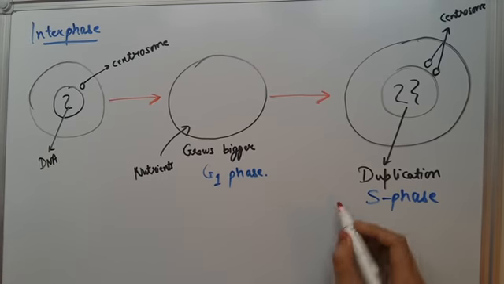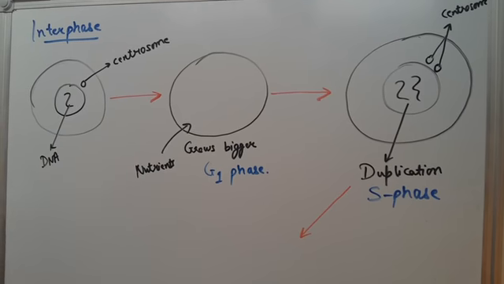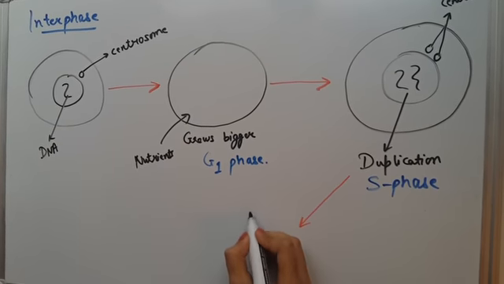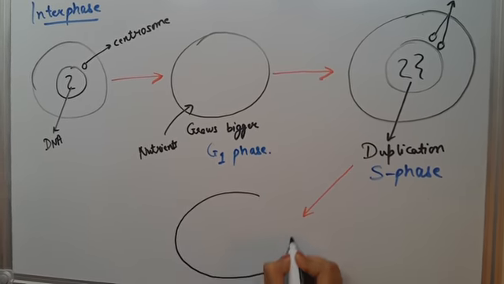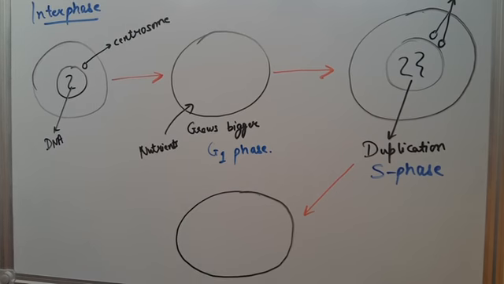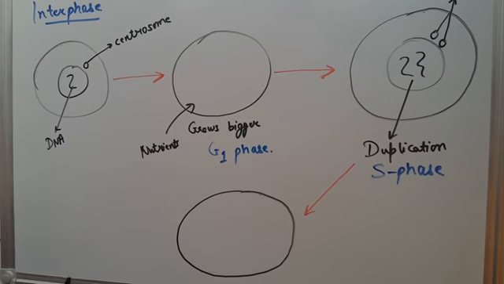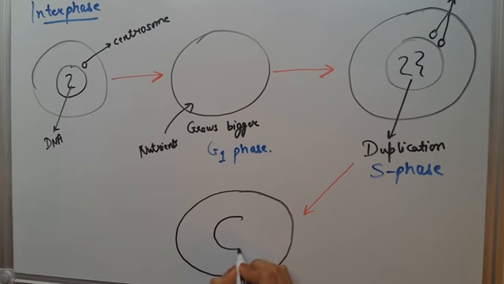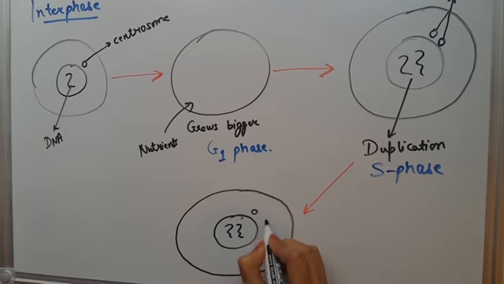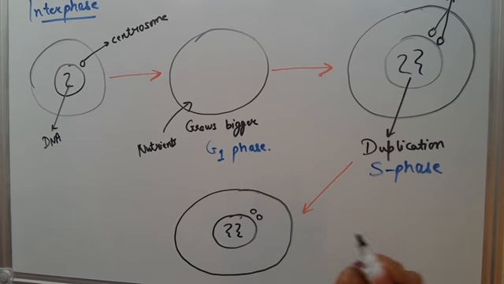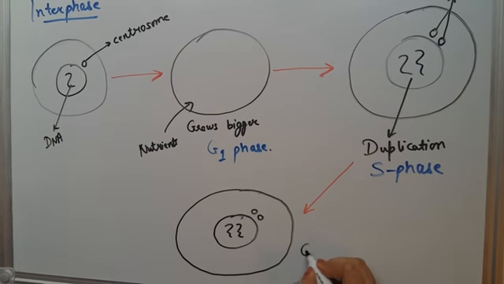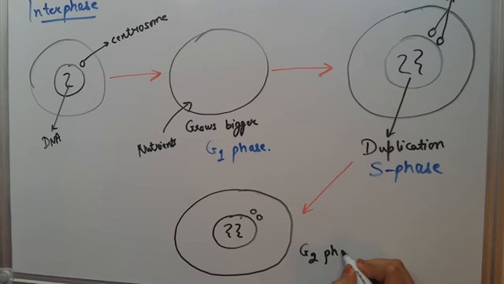Then it goes to the G2 phase. In this, the cell grows even bigger, and all the other organelles also duplicate in this cell. The chromosomes remain duplicated, and the centrosomes are the same as in S phase. So this is the G2 phase.